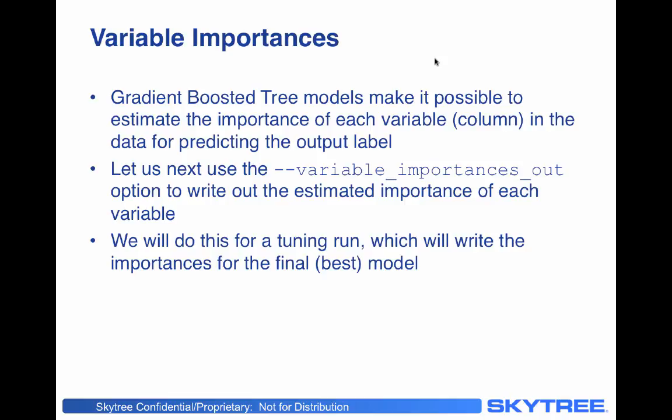So with Skytree, to write out the variable importances, we use the variable importances out option and simply specify a file name. The file written out will contain one line for each variable, and those lines will contain the importances for the corresponding variables. The values are normalized so that the most important variable gets a value of 100. And the ordering of the variables is as in the Skytree data file used with the modeling run.